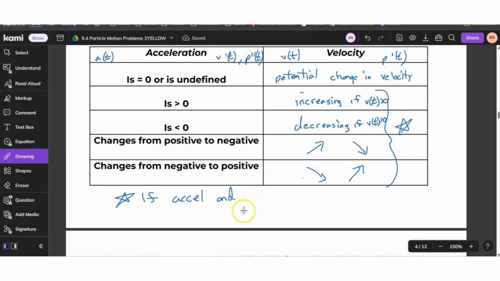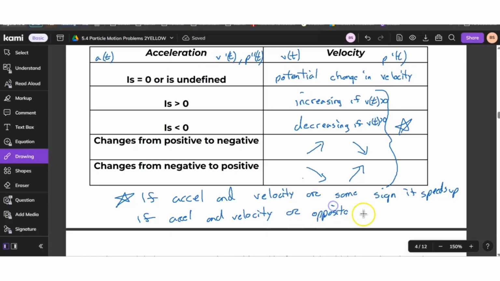Yes, it's a very simple thing. If acceleration and velocity are the same sign, it speeds up. Okay? It speeds up. And if the acceleration and velocity are opposite signs, then it slows down.